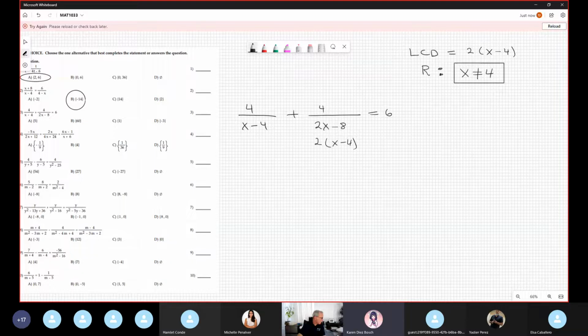No, you, every student. Now, crucial moment. You multiply the entire equation by the LCD. So you multiply by this. Copy 2 parentheses x minus 4. And when this is done, magically the fractions disappear. This is the crucial moment.